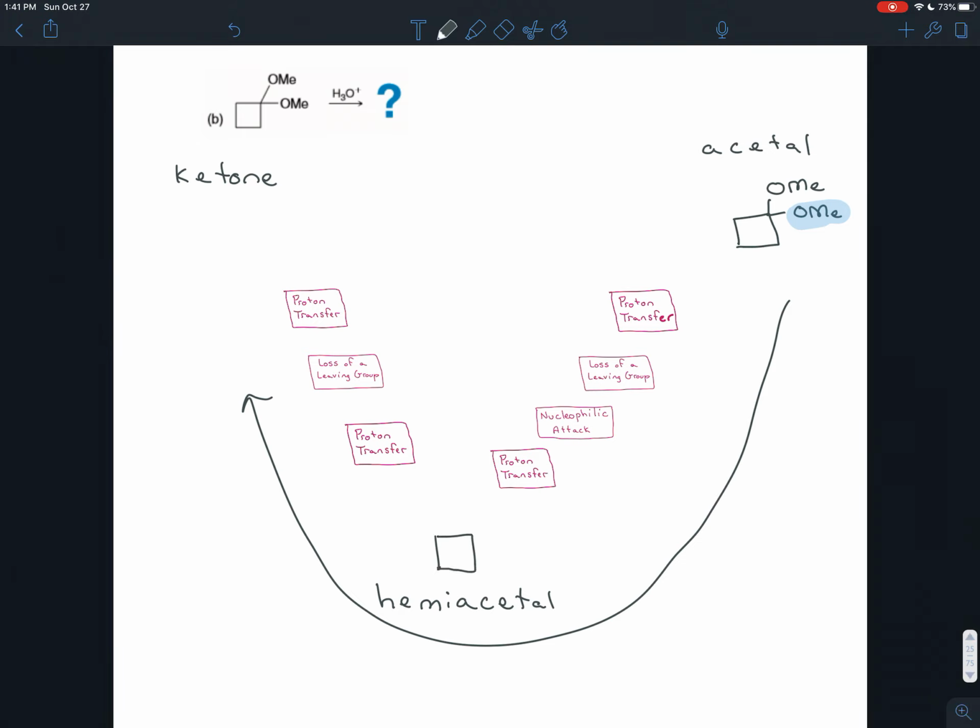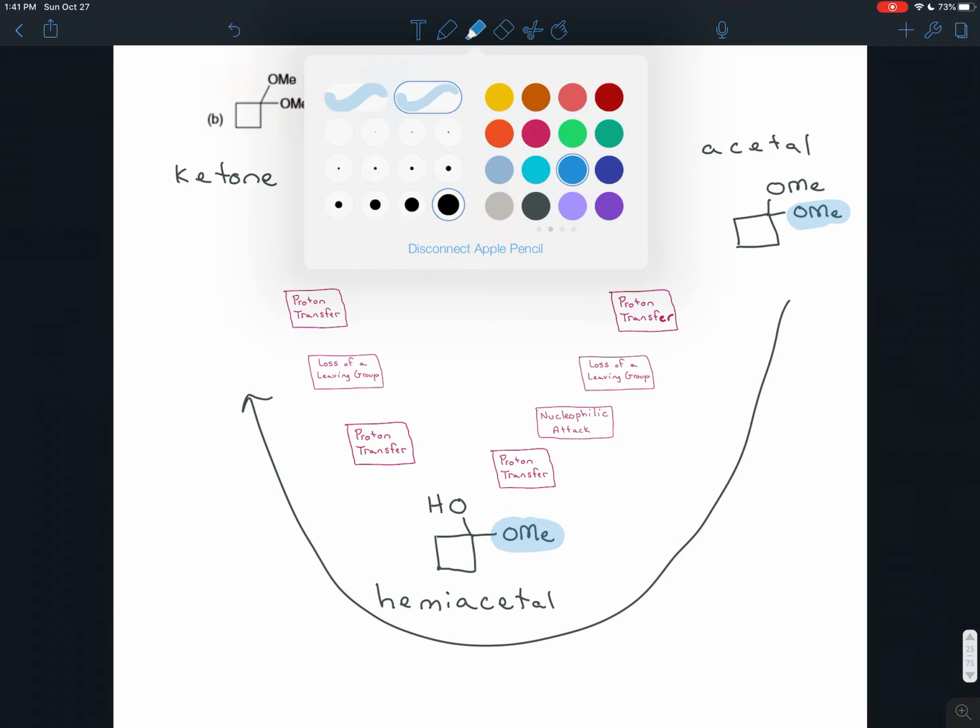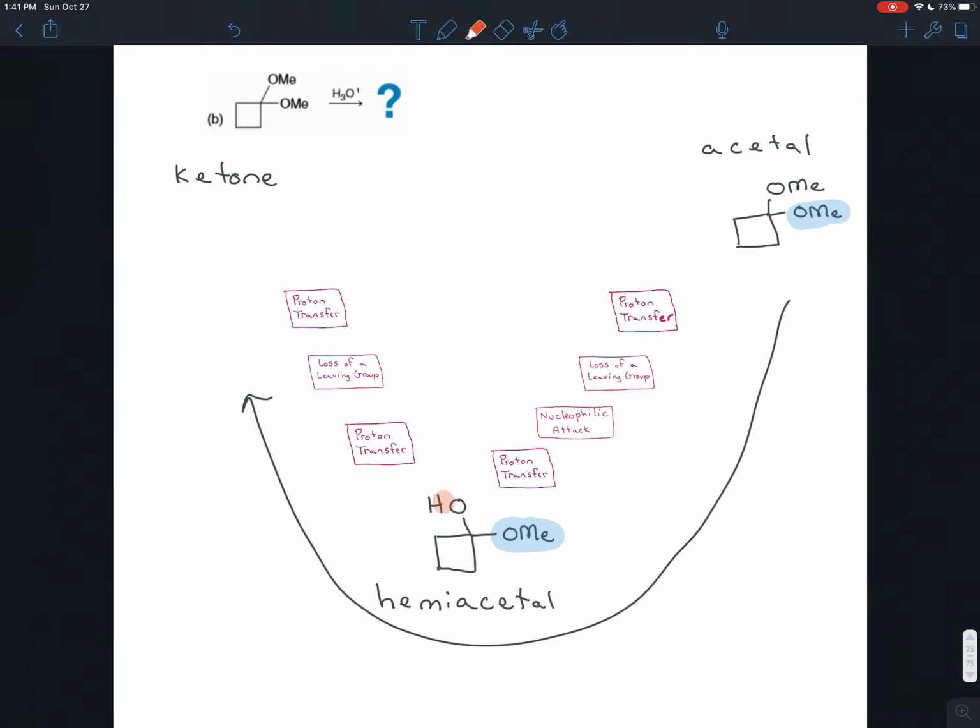And so we'll have that cyclobutane ring. We'll still have one of those methoxy groups on there, but the other one will come off and it will be replaced by an OH, which is coming from water. Ultimately, that OH is destined to turn into the ketone.